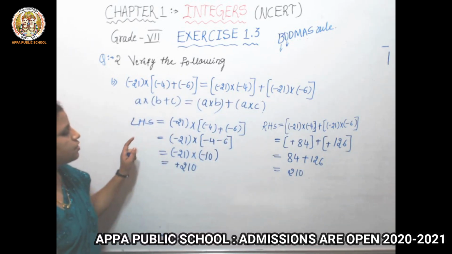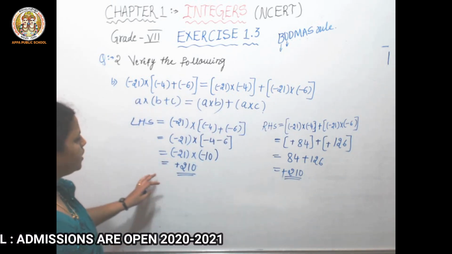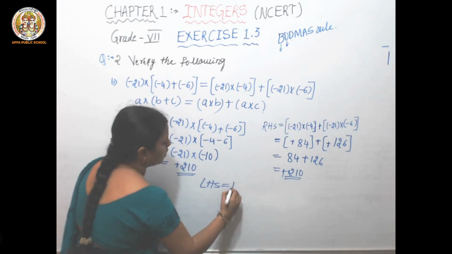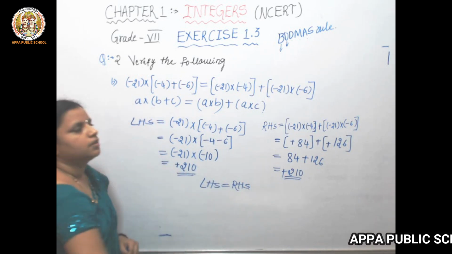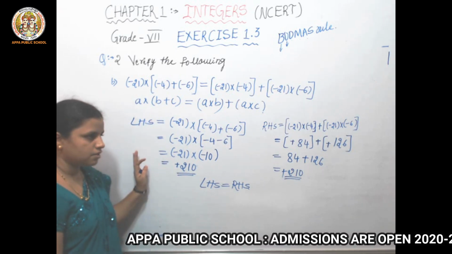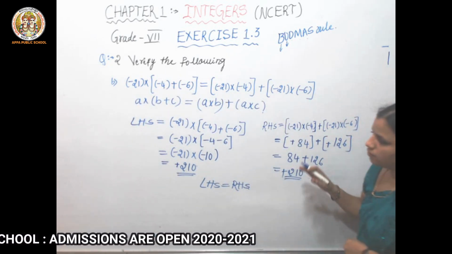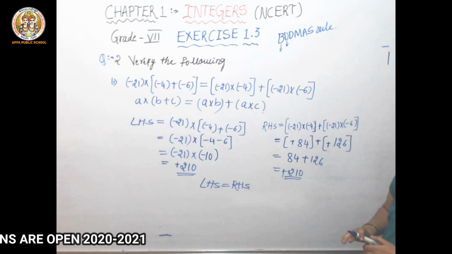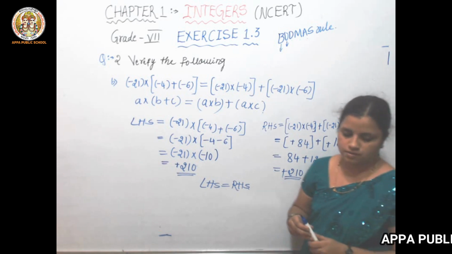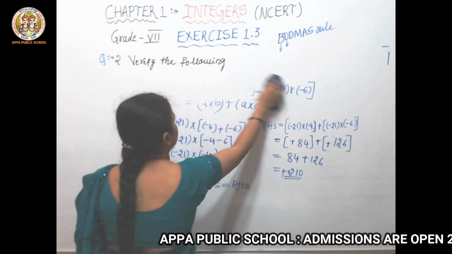You see here, the LHS we got is plus 210, and here also we got plus 210. With this we say that LHS is equal to RHS. This is the solution of B. You just have to solve the first as LHS, calculate the value of the LHS part, and next take the RHS part, calculate the value of that also, and afterwards with the help of this we got LHS is equal to RHS. Okay. And the next one is C problem.